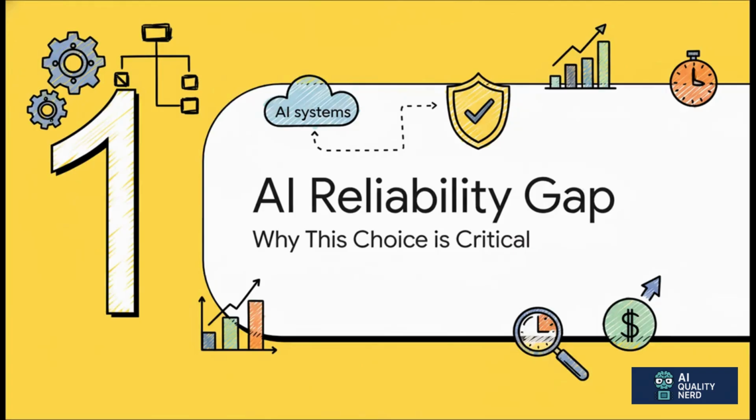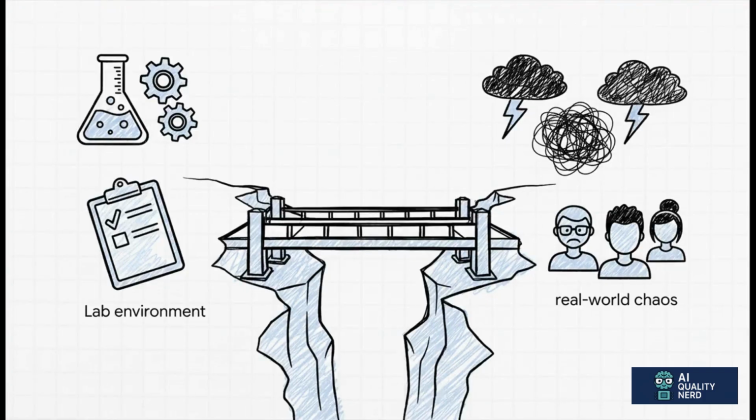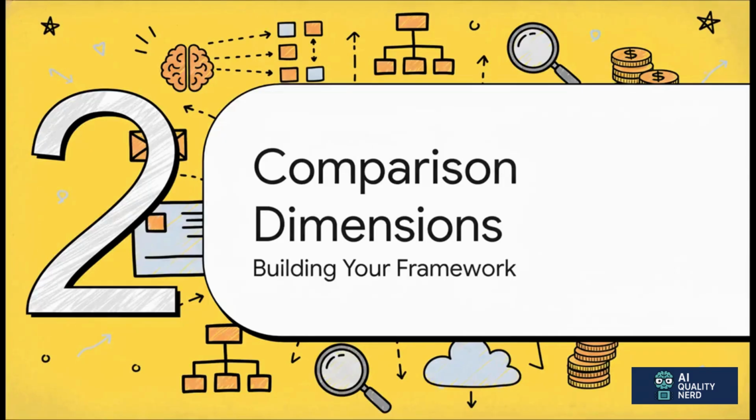All right, first up, the AI reliability gap. We have to really get this because for any product powered by AI, the stakes are just incredibly high. You know, think of it like a bridge. On one side, you've got your perfectly controlled lab, and way over on the other side is the chaos of the real world. The right platform isn't just a tool to get you across that gap. No, it's your command center for navigating all that unpredictability, making sure your AI becomes a truly reliable partner for your users.